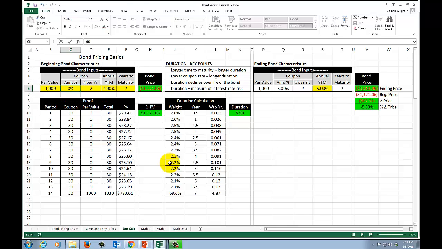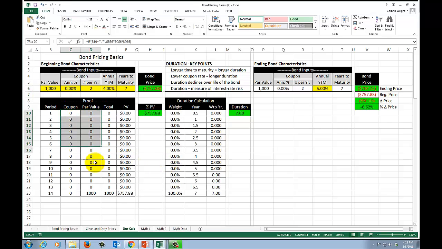And I'm going to hit the enter button here. And as you may have guessed, all of the cash flows zero out until the last period. So 100% of the value of the bond will be received in the last year, which means the duration will just equal the years to maturity. What I want you to see is lower coupon rate drove the duration out.